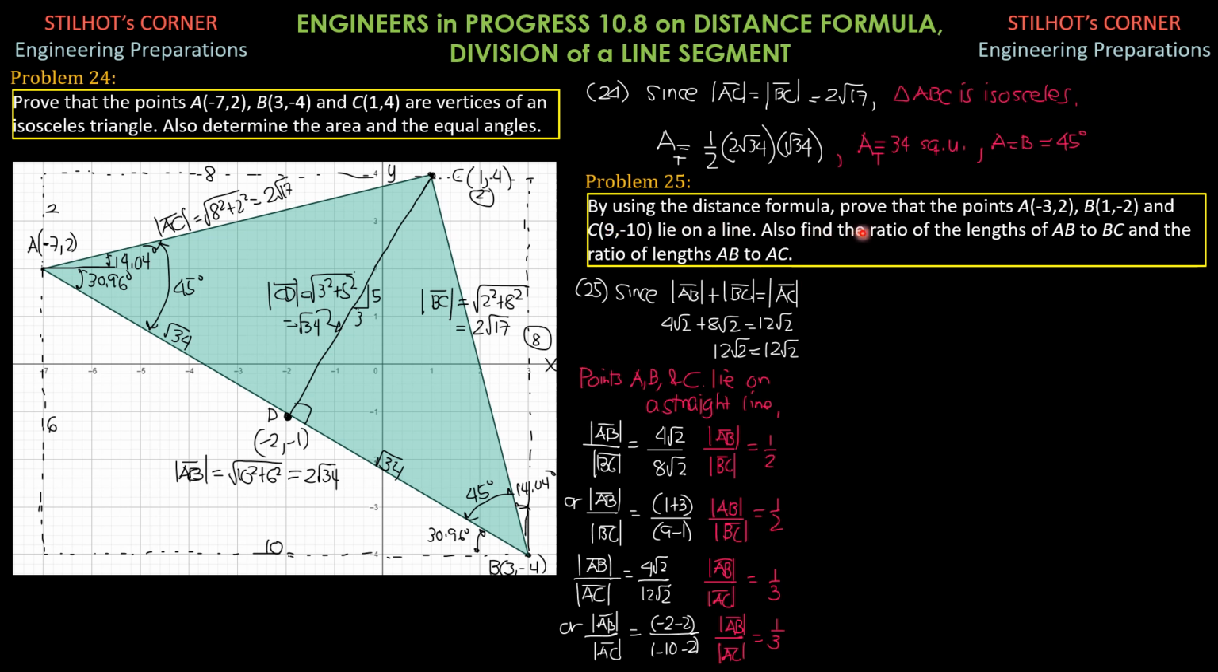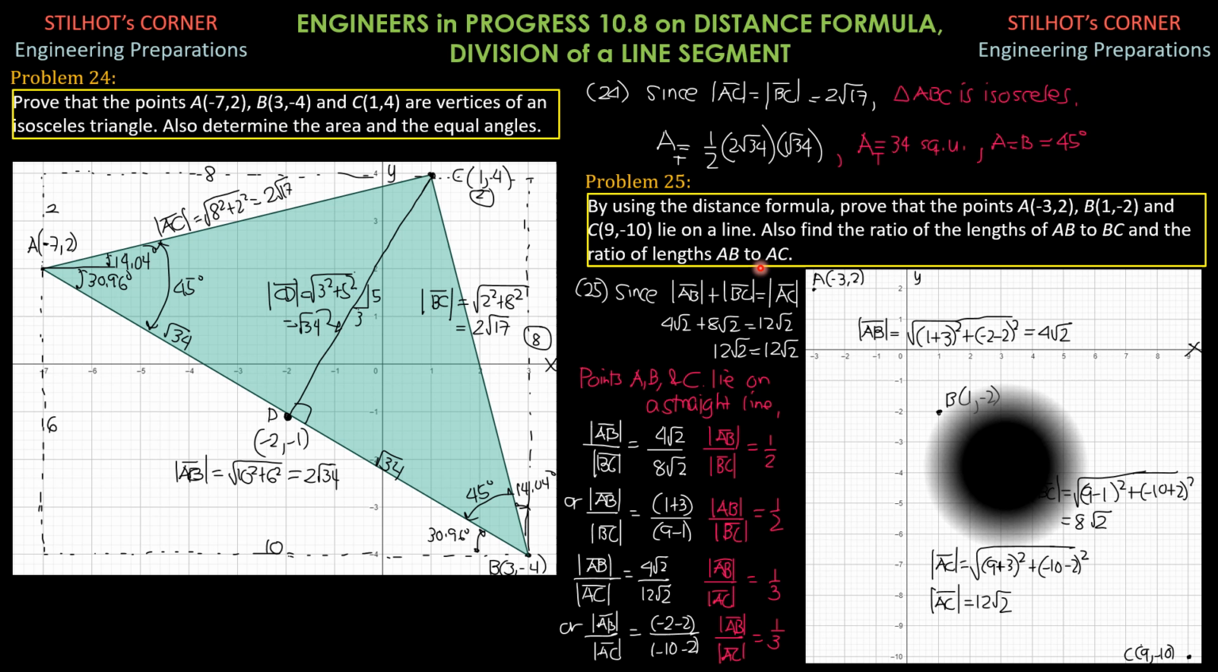By using the distance formula, prove that the points A(-3, 2), B(1, -2), and C(9, -10) lie on a line. Also find the ratio of the lengths AB to BC and the ratio of the lengths AB to AC. So let's plot the points. From the figure, it appears that the 3 points lie in a straight line, but we have to prove it by the distance formula.